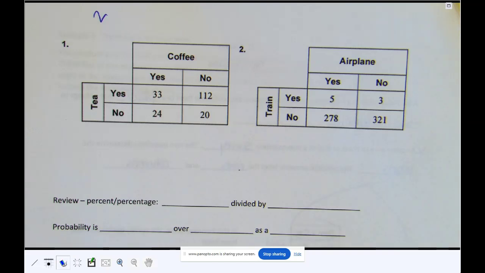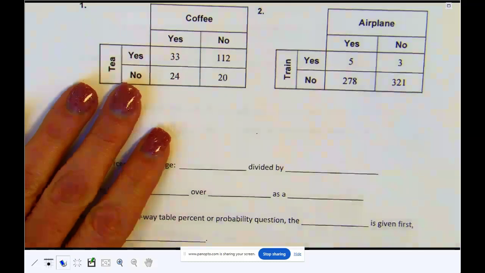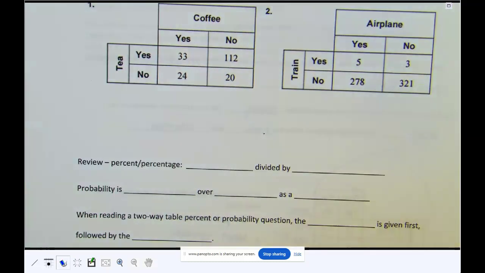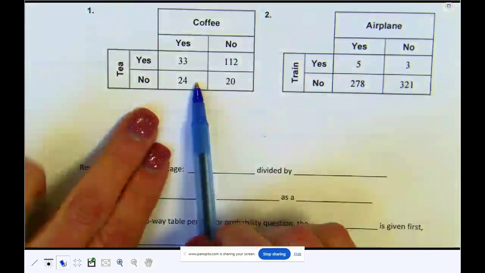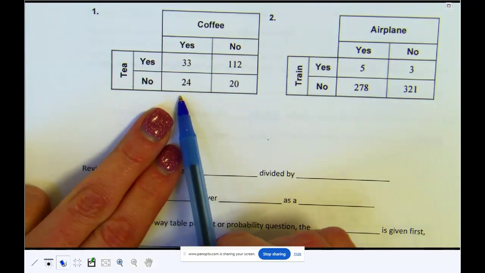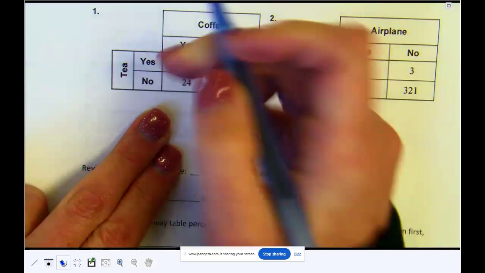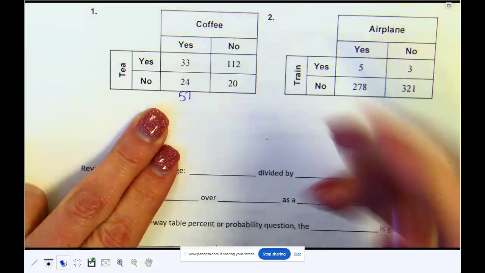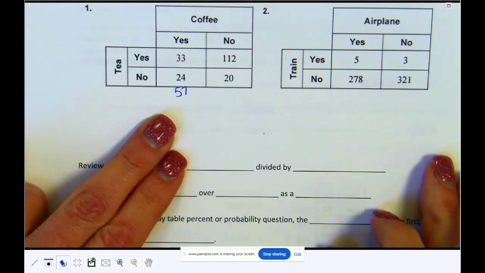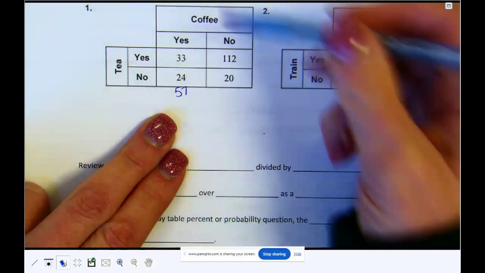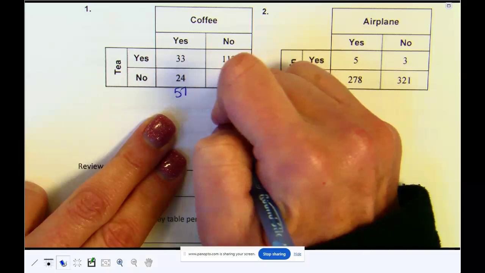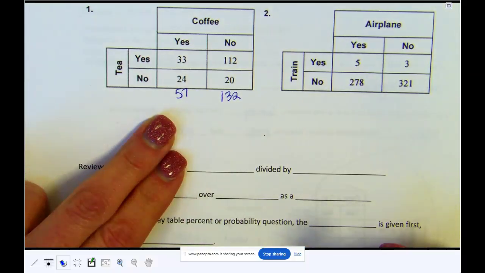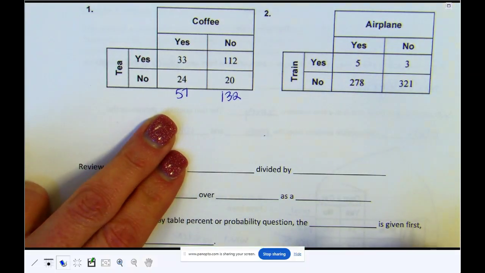Okay, so I need you to stop your conversation at the moment, and let's talk about this. If you add up this column, what is the number here? 57. Okay, what does that 57 tell you? 57 people that like coffee. Okay, what's the number that goes here? 132. And what is that? People who don't like coffee.